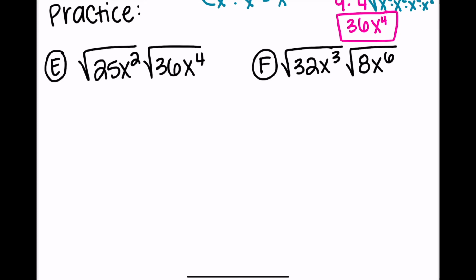All right, let's check over those. All right, so 25x squared and 36x to the fourth.